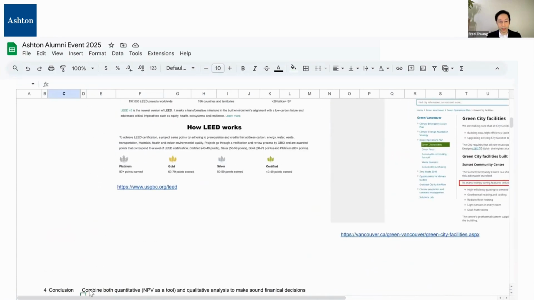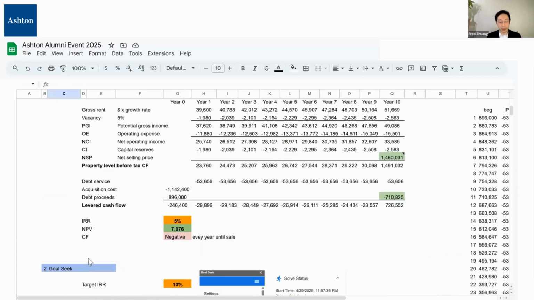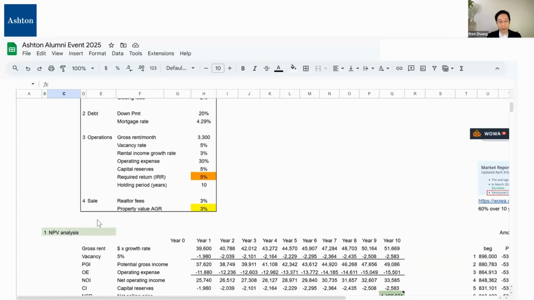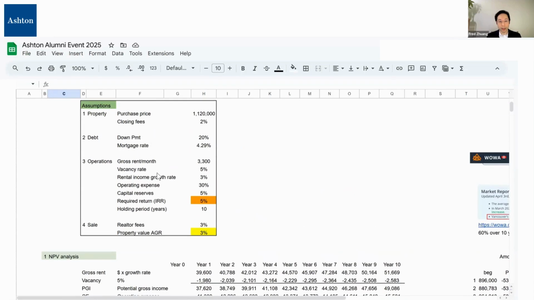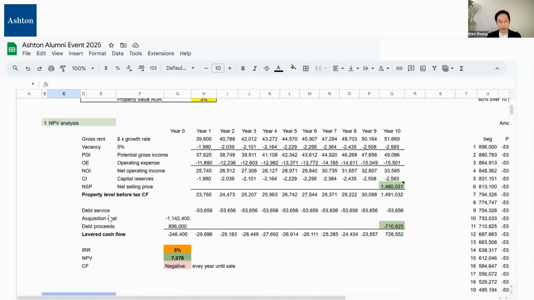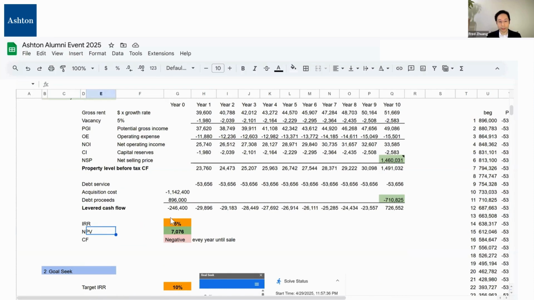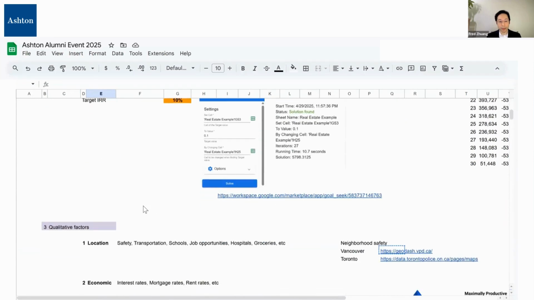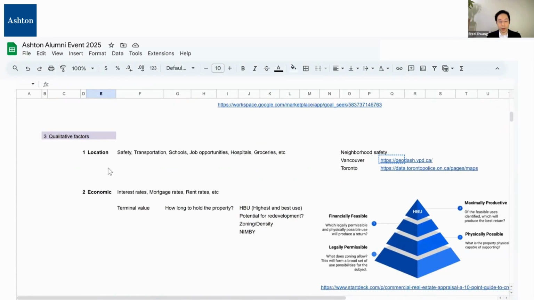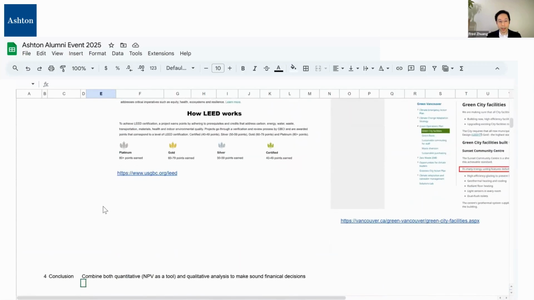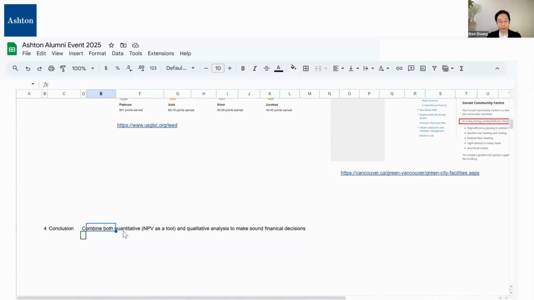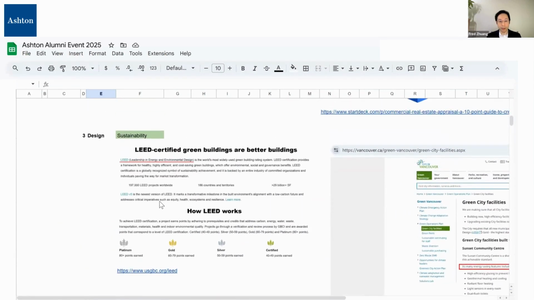So the conclusion of the first example is just be aware that we're building a real estate analysis using assumptions that we make, and we calculate the net present value and see if it makes sense financially. And then we consider all the qualitative factors, and we combine our analysis between both the NPV and the qualitative and make our decision.